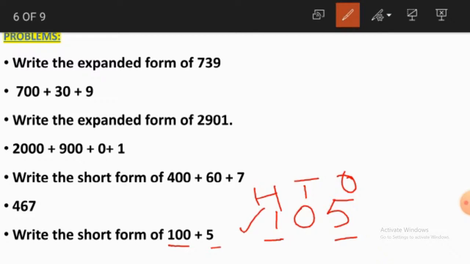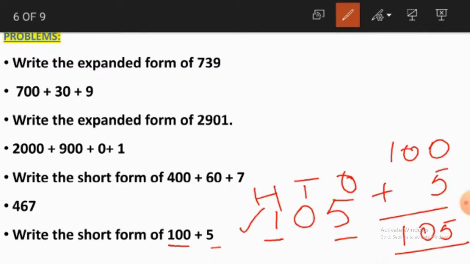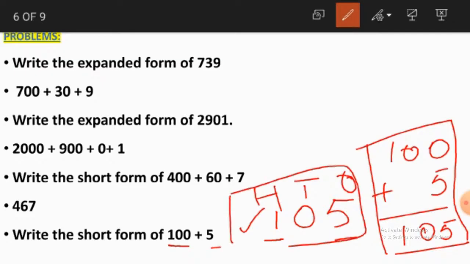Another easy way of solving this short form is you can simply add these two numbers, 100 plus 5. What will this give us? 0 plus 5 is 5, 0 and 1, 105. This is also easy, right? So whichever way you are comfortable, you can either add and get the short form or you can do it this way by filling up the place values.